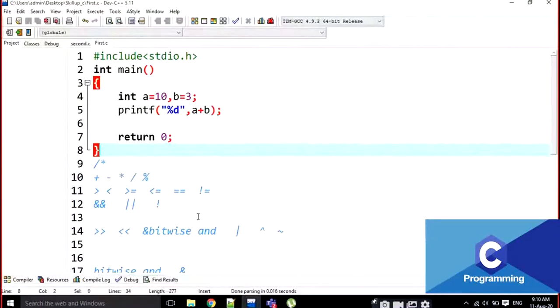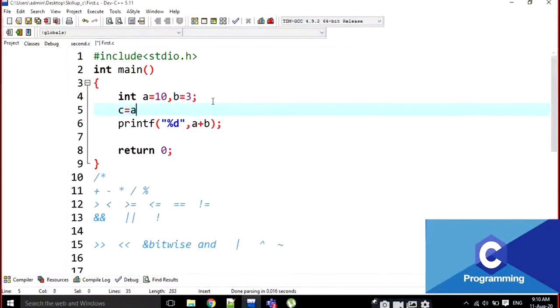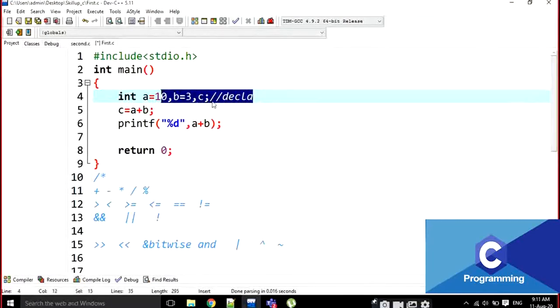How does the addition operation work? A plus B. For example, I am going to take C is equal to A plus B. I am going to declare this: C is A. See here, this is the declaration part. The declaration part is in the first line of the program every time.